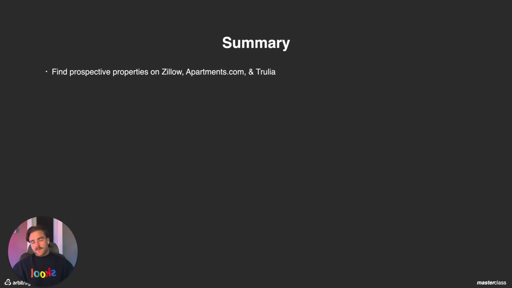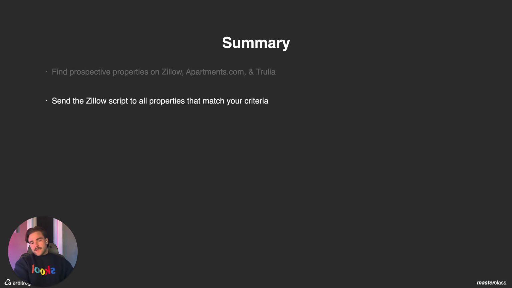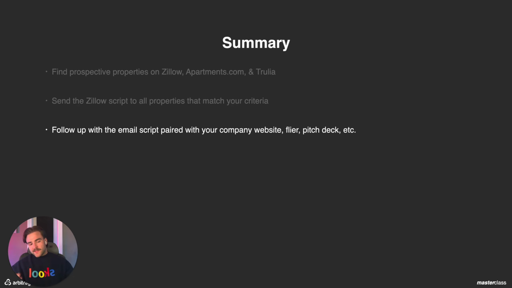So find prospective properties on Zillow, apartments.com, and Trulia. For now, just use Zillow, but also check out the other ones. Send the Zillow script to all properties that match your criteria. The Zillow script is a downloadable resource just at the bottom of this page. If you're looking for apartments, use the apartment script. If you're looking for houses, use the housing script. That's all there is to it. Follow up with the email script paired with your company website, flyer, pitch deck, everything, exuding professionalism, highlighting how you are the solution to their pain points. That was a great idea to lease to you and not a long-term tenant.